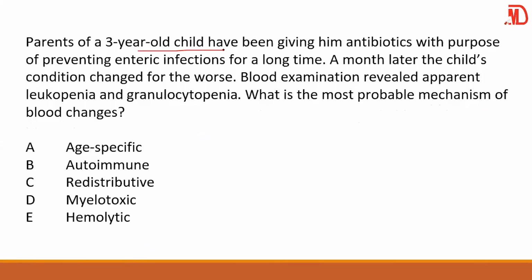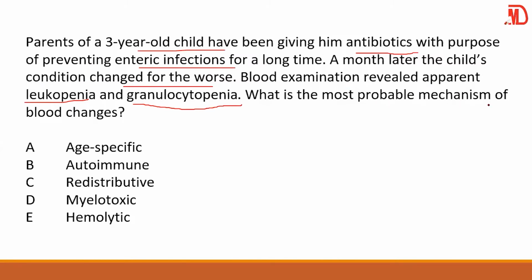A patient, a 3-year-old child, has been given antibiotics for a long time with the purpose of preventing enteric infection. A month later, the child's condition changed for the worse. Look at the blood analysis. There's leukopenia and granulocytopenia. That means a low amount of what? White blood cells are being what? Produced or seen in this patient? So what is the most probable mechanism?